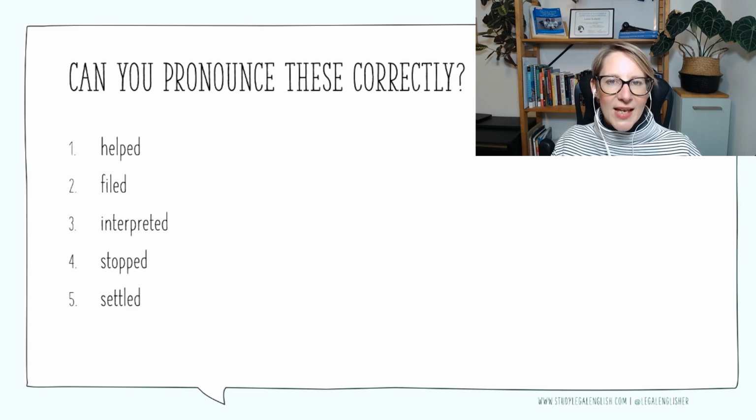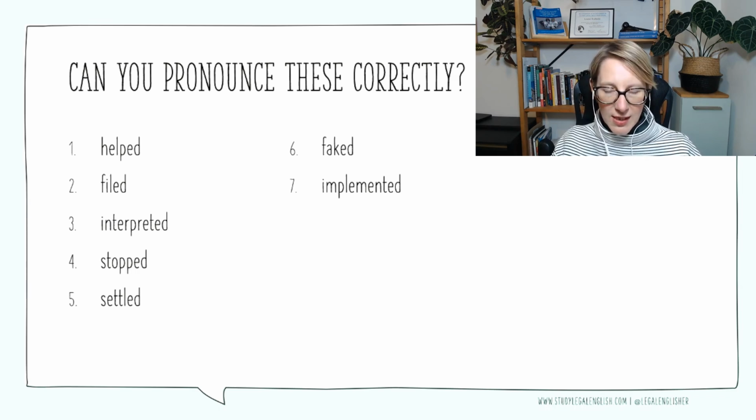Okay, settled, settled, with a D sound because of the L. We are engaging our vocal cords. Next one, faked, faked, with a T sound because the K is voiceless. Implemented, implemented, because of the T. You should definitely get this one correct then. Supported, supported. Okay, I supported. With an ED sound, really like the ID sound, because with the extra syllable, because we've got the T, right?